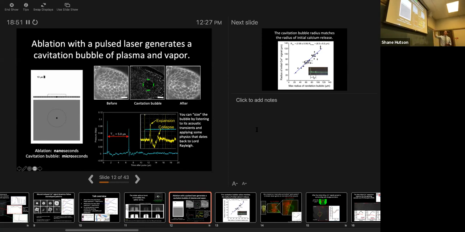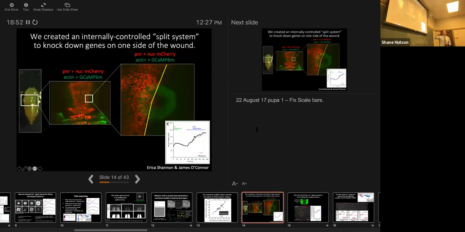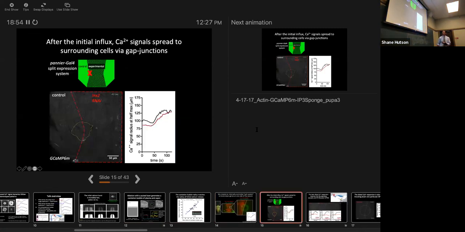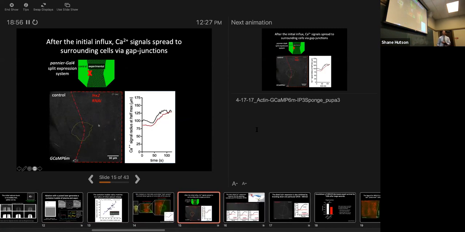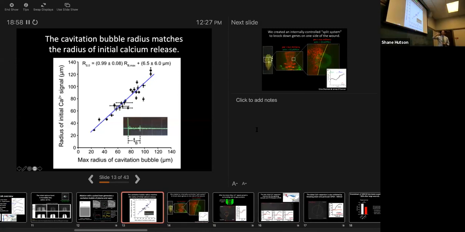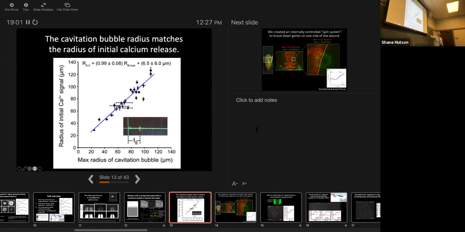All right, so we got the cavitation bubble, and then we can plot the maximum radius of that cavitation bubble for any individual wound, sort of the footprint of it, and compare that to the radius of the initial calcium signal. And they match up one-to-one. Right, so it is the footprint of the cavitation bubble that's allowing that first bit of calcium to come in.